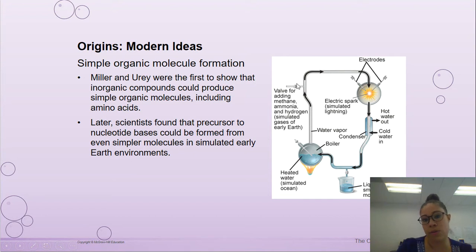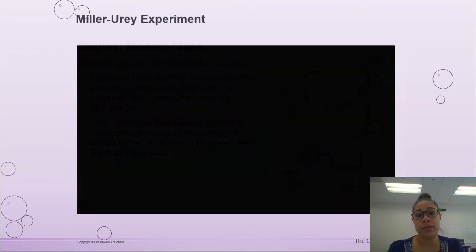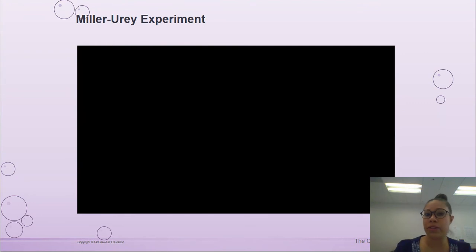So then you have the water that's going to go around. It's going to have the other gases that are prevalent in early Earth, and then they collect it down in the flask or the beaker down at the bottom, and it showed that there were organic molecules in there, specifically amino acids. So the first things that came about were amino acids. This is a video about their experiment. I've posted it on Schoology. You can watch it there.